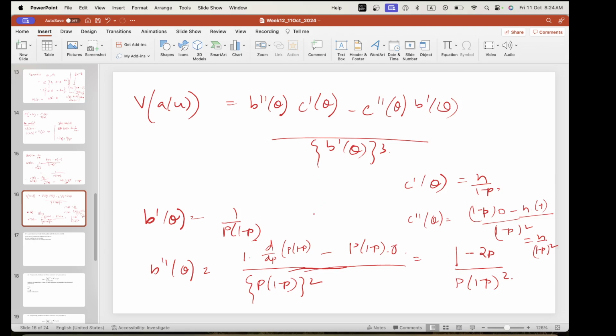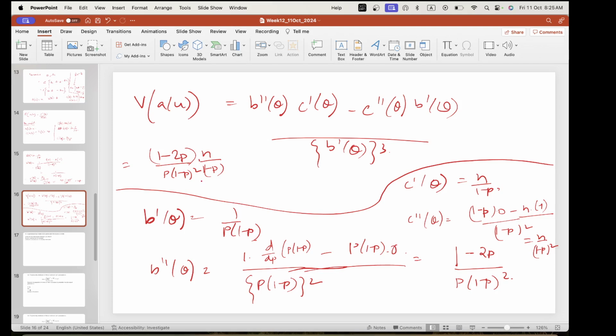Okay, and b prime theta is this thing. So if we put everything together, this is actually b double prime theta, 1 minus 2p by p into 1 minus p square into c prime theta is n by 1 minus p. Okay, minus c double prime theta is n by 1 minus p whole square into b prime theta, that is 1 by p into 1 minus p, by b prime theta cube, that is 1 by p into 1 minus p cube, 1 minus p cube.